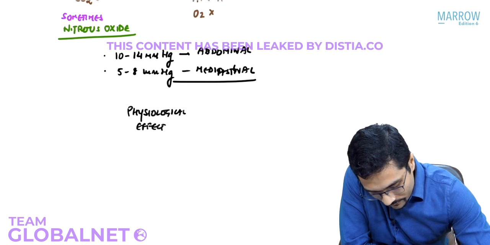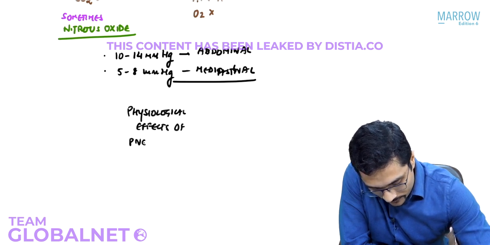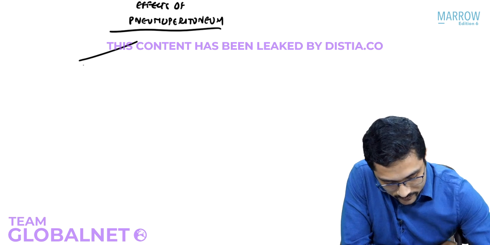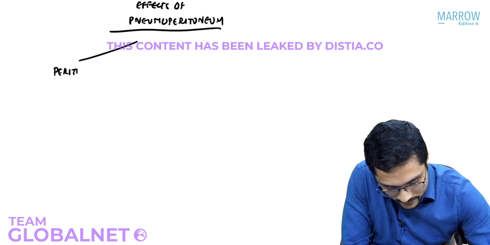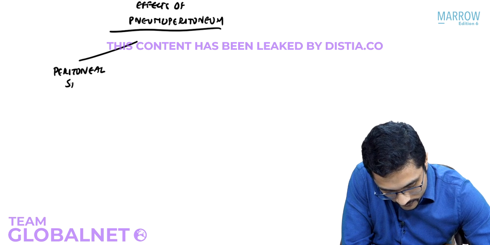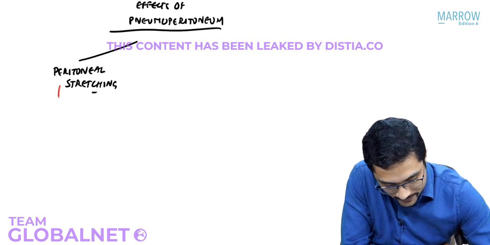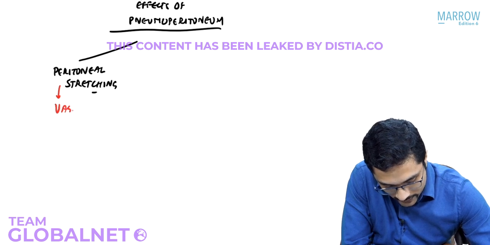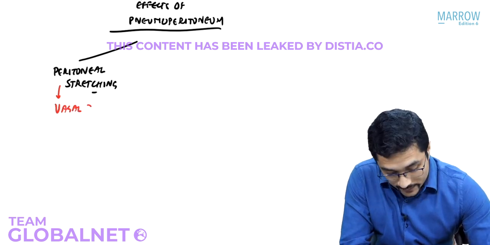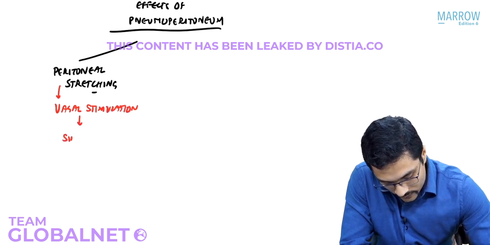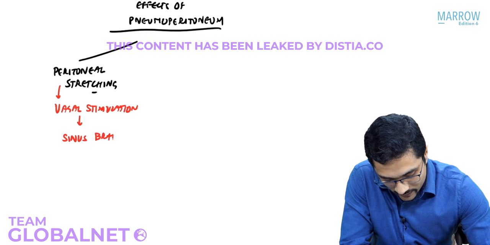So the physiological effects of pneumoperitoneum. The first thing, when we achieve pneumoperitoneum, there is peritoneal stretching. When air or CO2 goes inside, there is peritoneal stretching, and this leads to vagal stimulation. Now, when there is vagal stimulation, what is going to happen? There's going to be sinus bradycardia.